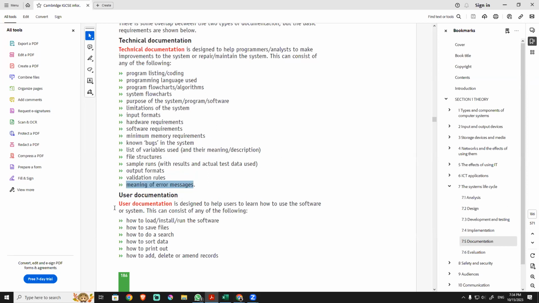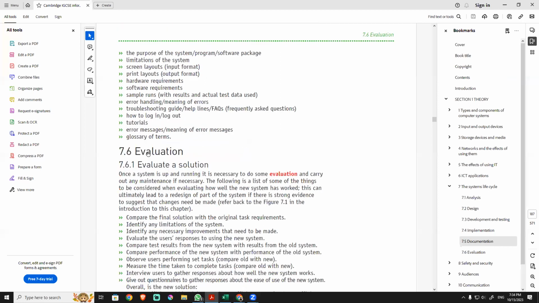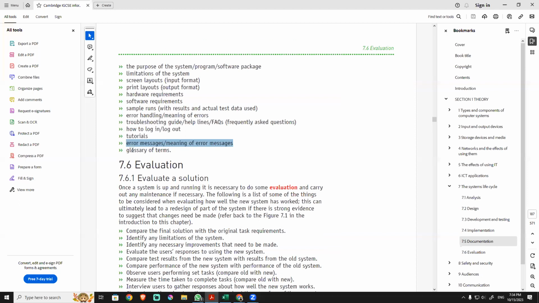Also the user. Yeah, it's going to be on the user because the user has to know what those errors represent. I think it's going to be there. See? Yeah, so there are a few things which are also complete or available there.